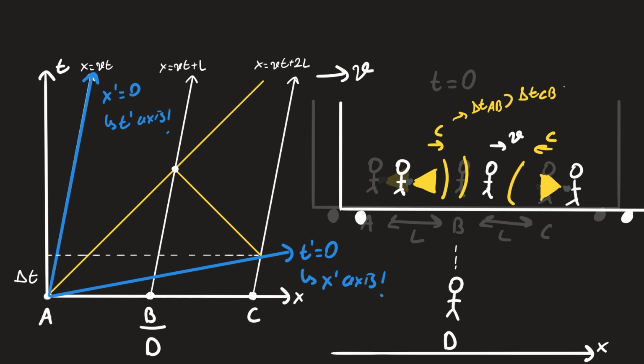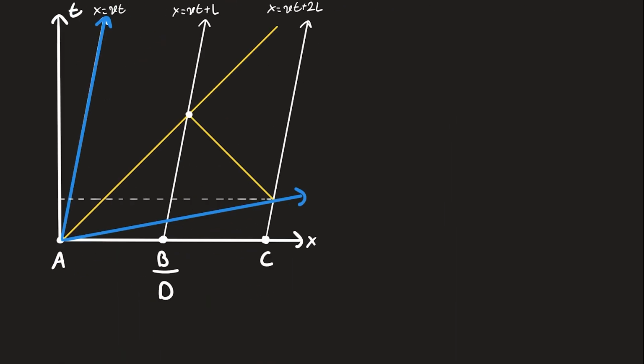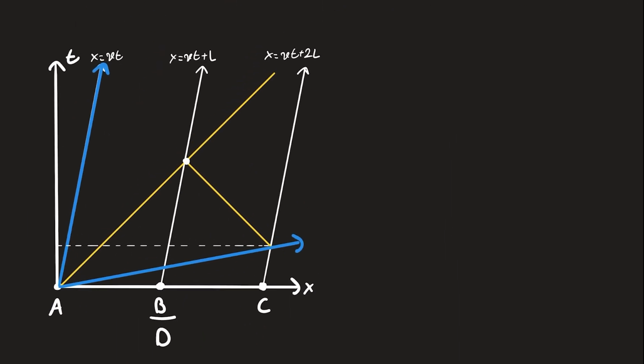This is the essence of a Lorentz transformation. The two reference frames have different coordinate axes, so their observers assign different coordinates to the same events. And now we have everything we need to derive these transformations. Let's start by talking more about the t prime axis, which will give us the first one.